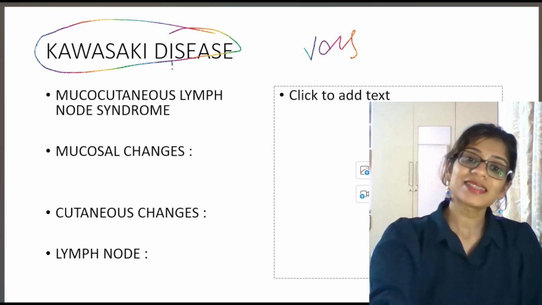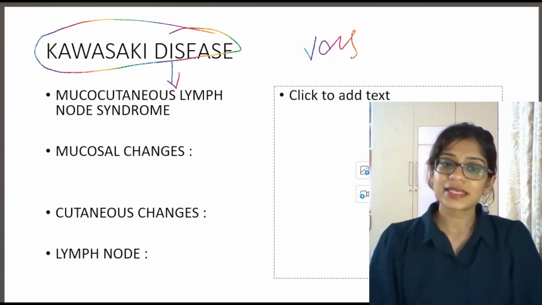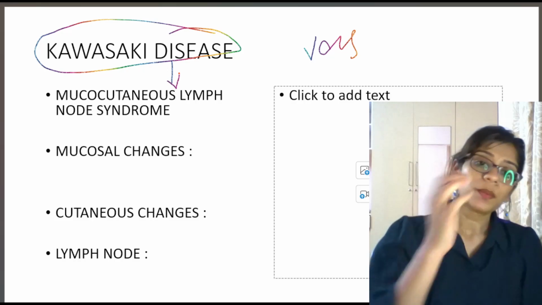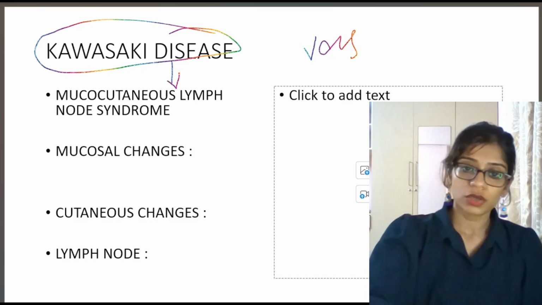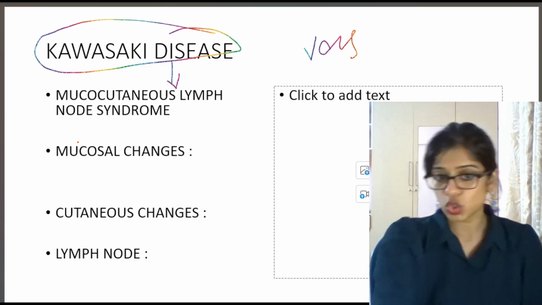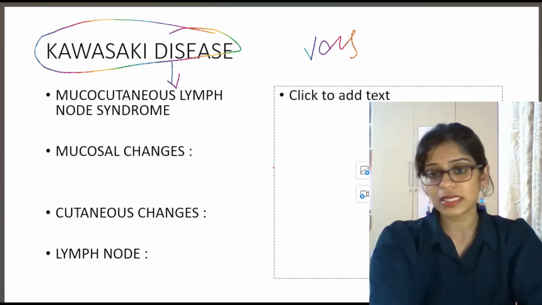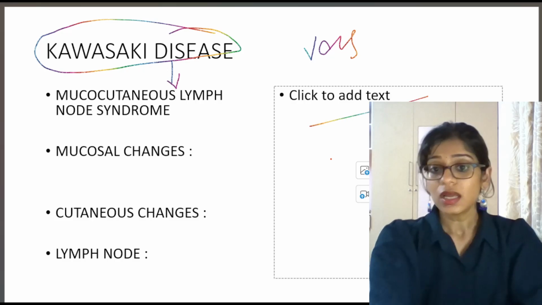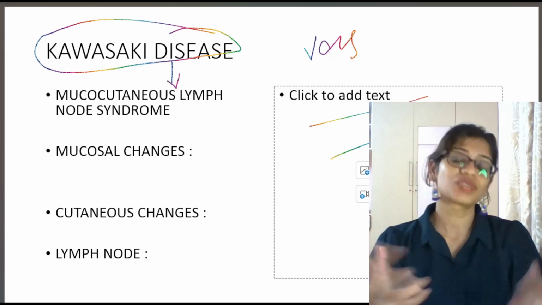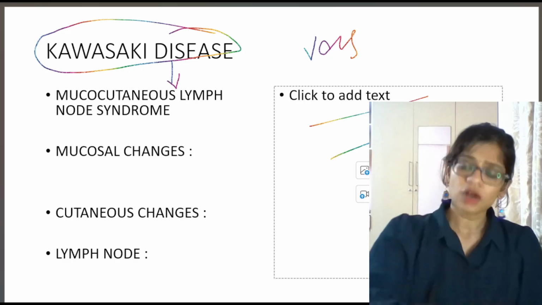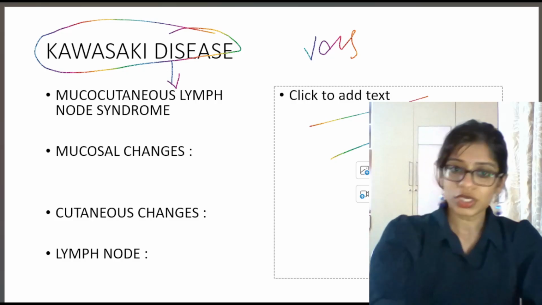Alright, so this Kawasaki's disease is also called by the name mucocutaneous lymph node syndrome. What is it? Mucocutaneous lymph node syndrome. You will understand it better why it is called so. Because basically this is inflammation of our blood vessels. Mostly our coronary arteries are inflamed, and if not treated properly, it can lead to MI. Okay, so just a brief introduction.